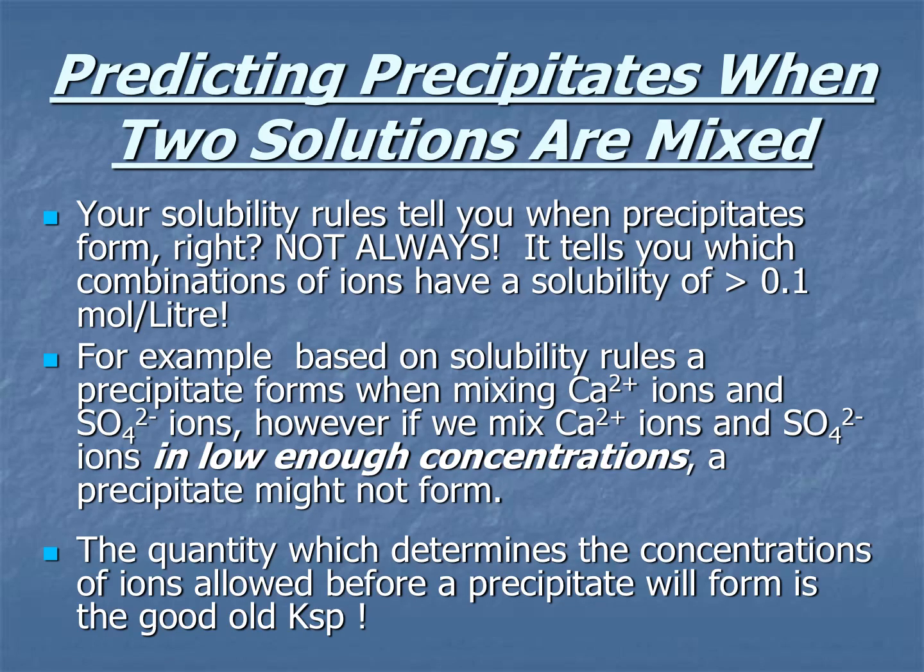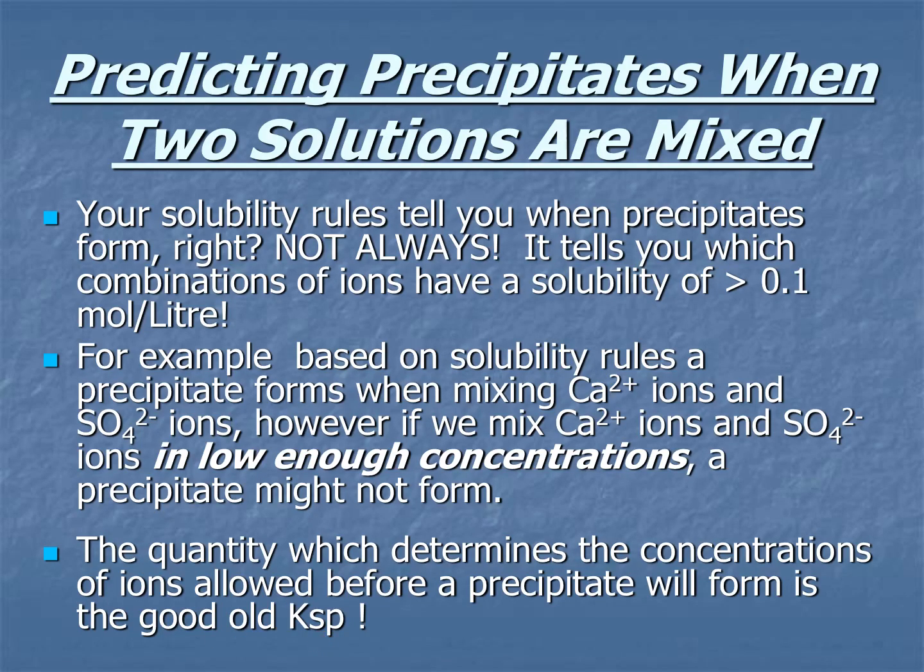So for example, based on the solubility rules, a precipitate will form when calcium ions and sulfate ions mix, because neither one of those are in our one solubility rule. However, if we mix calcium ions and sulfate ions in low concentrations, we might not see a precipitate. We would have to actually calculate to see what would occur there. The quantity which determines the concentrations of ions allowed before a precipitate will form, that's coming from our Ksp.